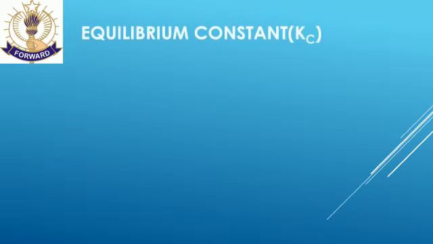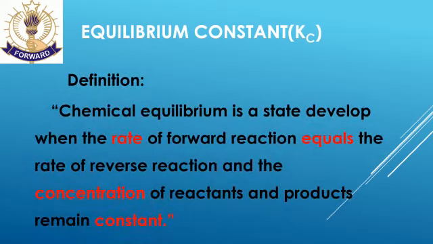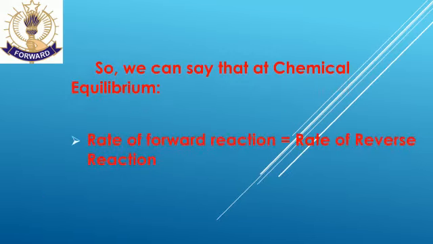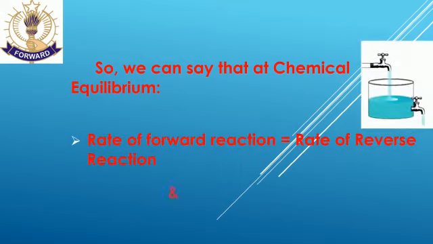Dear students, we will start from chemical equilibrium constant. As we have discussed in our previous lecture, by definition chemical equilibrium is a state which is developed when the rate of forward reaction becomes equal to the rate of reverse reaction and the concentration of both reactants and products becomes constant. So we can say that at chemical equilibrium the rate of forward reaction becomes equal to the rate of reverse reaction, and the concentration becomes constant.